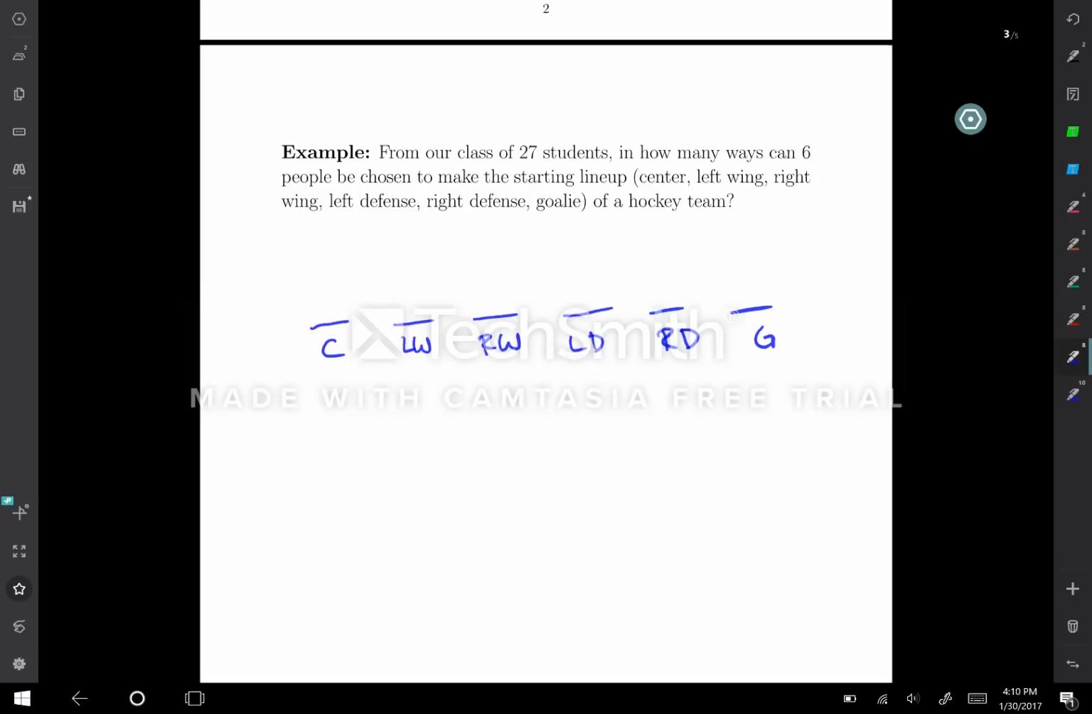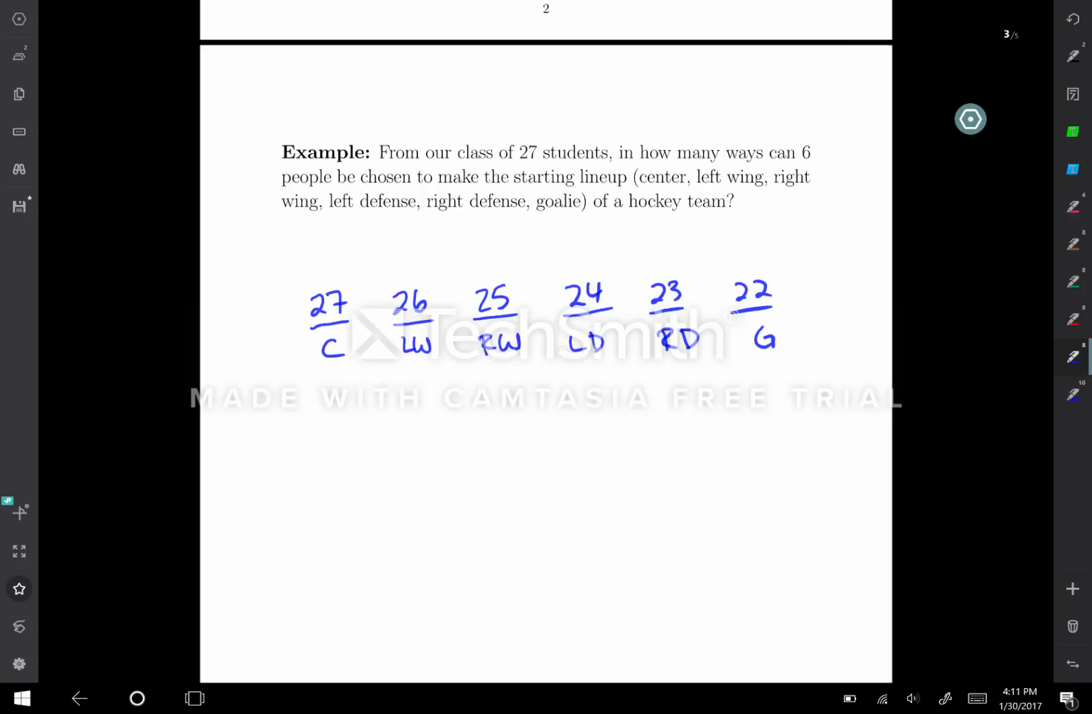How many different people could be chosen to be placed into the center position? To begin with, there are 27 possible people. Then when we move to choose the left wing, how many options are there? We've already used somebody for the center, so now there's only 26 people left. As we continue down the line, each time our number will be decreasing by 1 because we filled the position with someone. So, in this case, we would have 27 times 26 times 25 times 24 times 23 times 22 possible hockey teams.